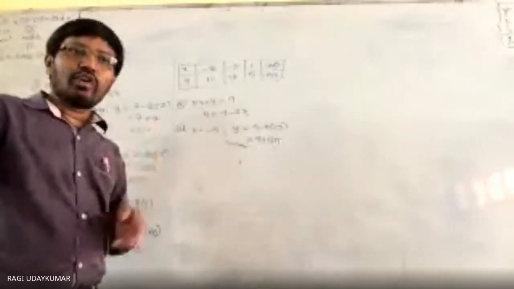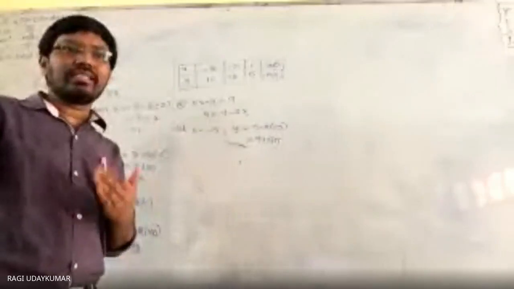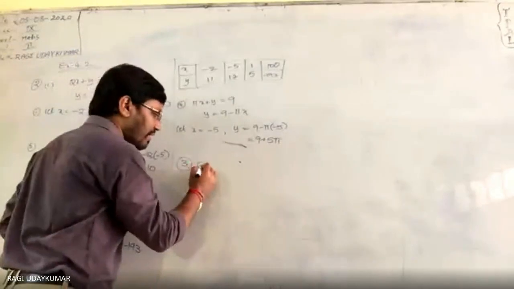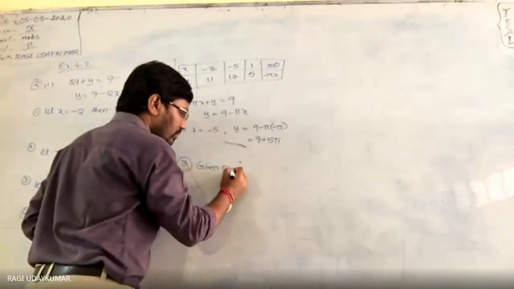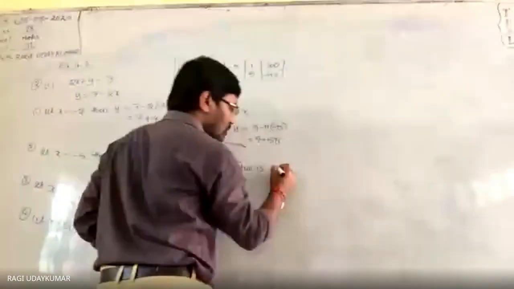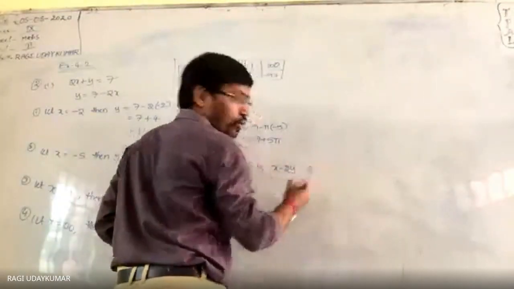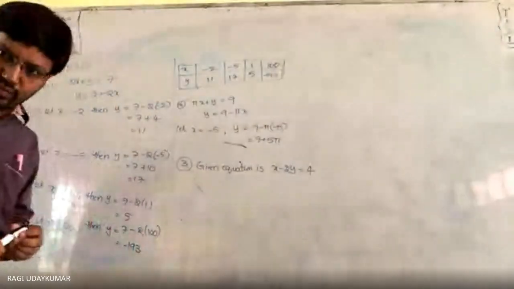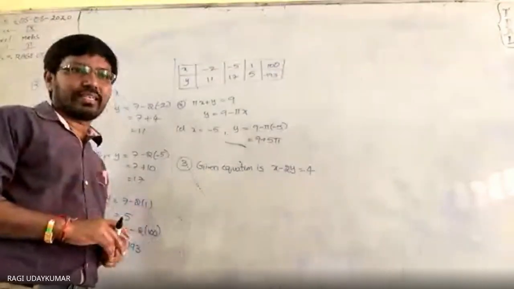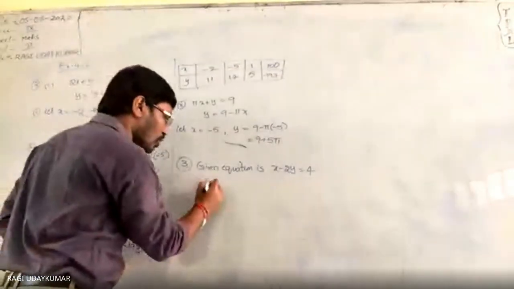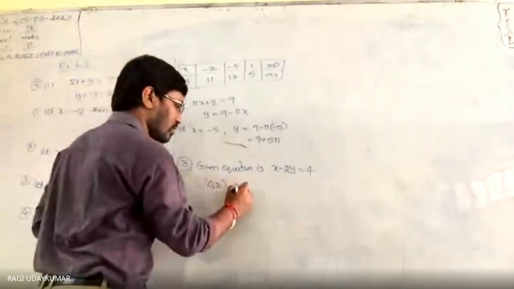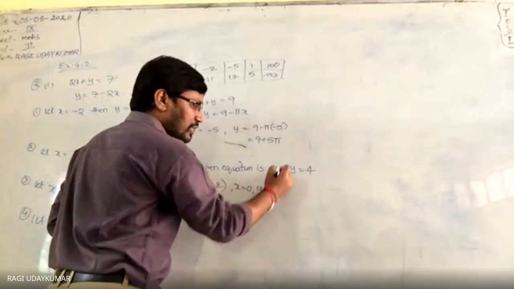Check which of the following are the solutions of x minus 2y is equal to 4 and which are not. So what is given here? Given equation is x minus 2y is equal to 4. Now here it is asking which are solutions and which are not. So sir, here it is given to you 0, 2. So what is meant by this? x equal to 0, y equal to 2. इसमें substitute करो.